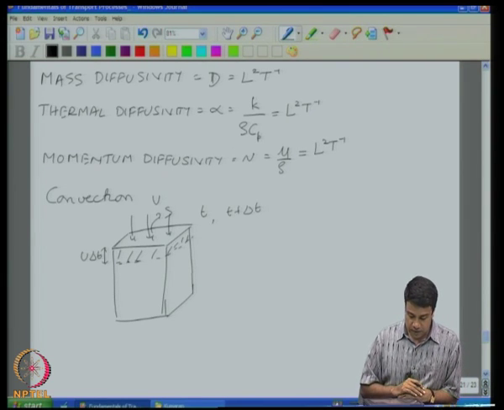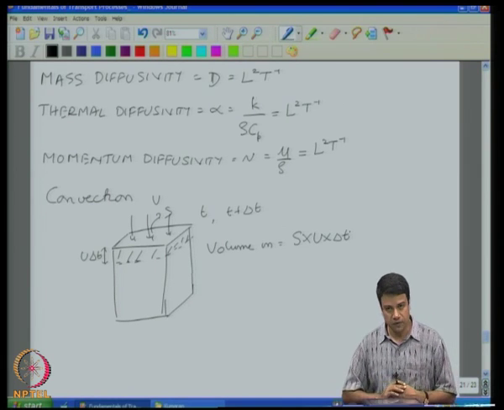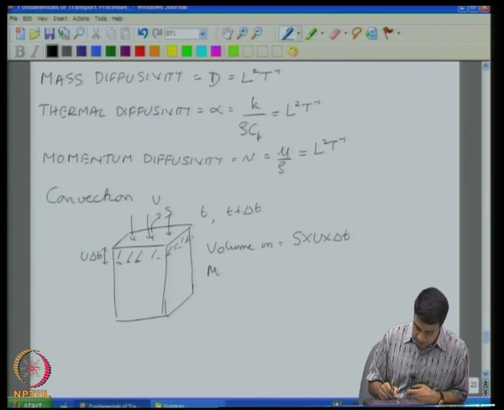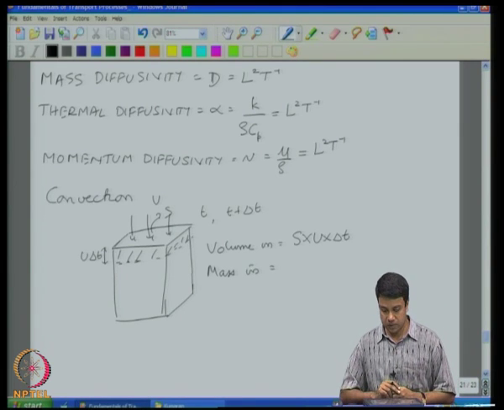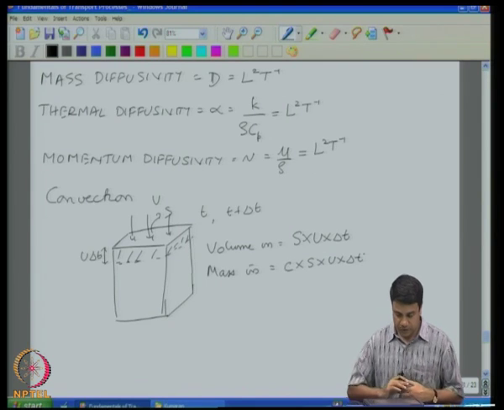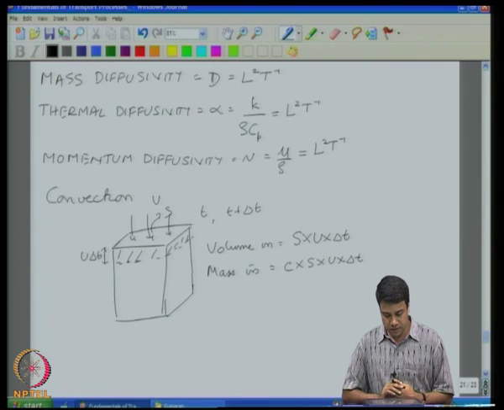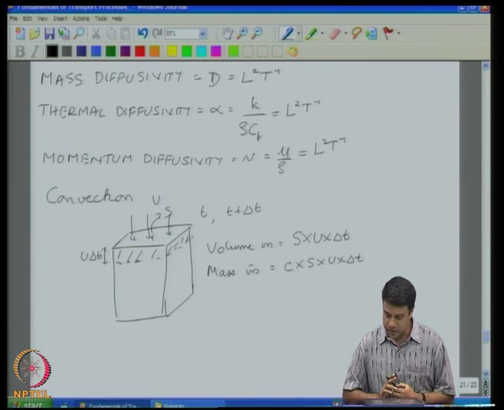The volume that has come in is equal to the surface area times this distance u delta t. The volume that has come in is surface area times u times delta t. So, the mass that has come in is going to be equal to the volume times concentration, which is equal to C into S into U into delta t. So, this is the volume that has come in, S into U into delta t, and the mass in is C into S into U into delta t.